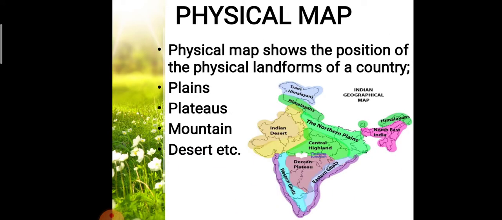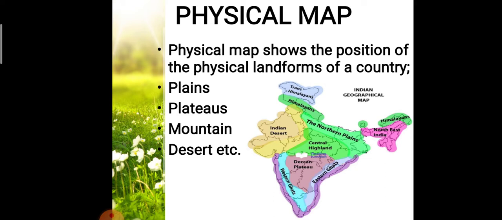First, physical map. Physical map shows the position of the physical landforms of a country. Like here I have given a picture of the physical map of India, which is showing the mountains, plains, deserts, plateaus, coastal regions. Okay, these are the physical features of India.